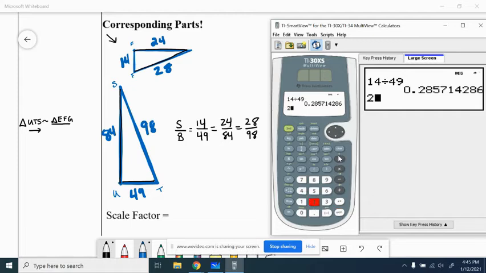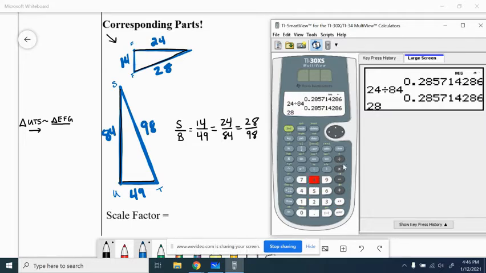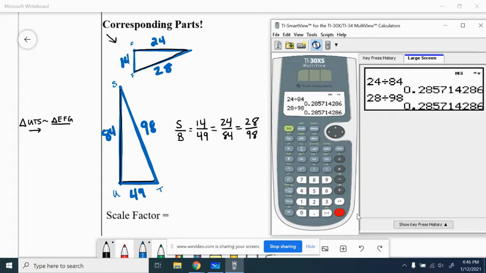24, divided by 84. There you go, 0.2857. And the last one, 28 divided by 98, is the same thing. Okay, and that is how it needs to be, right? That's how you know you have it set up.